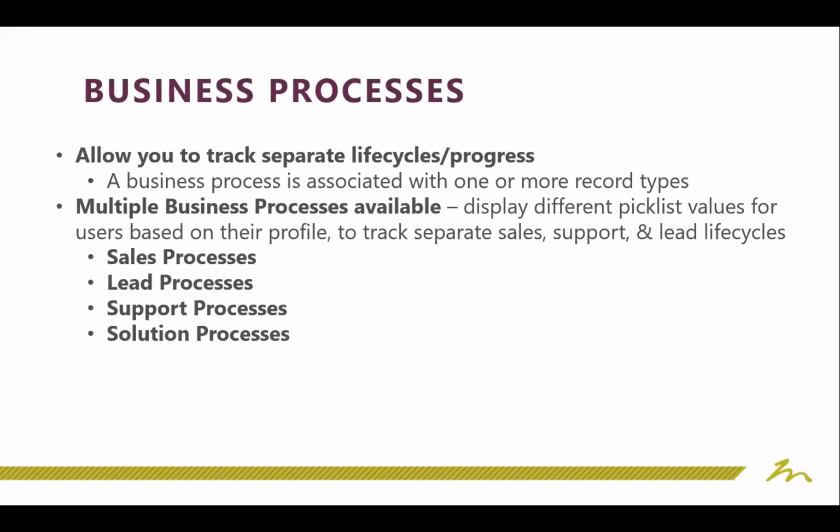You hit all of them. So business processes allow you to track separate life cycles or progress along stages. And a business process can be associated with more than one record type. It's always associated with at least one, but it can be associated with multiple. And there are 4 business processes available: sales processes, lead processes, support processes, and solution processes. So those track all different life cycles.